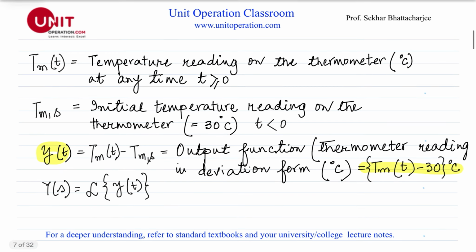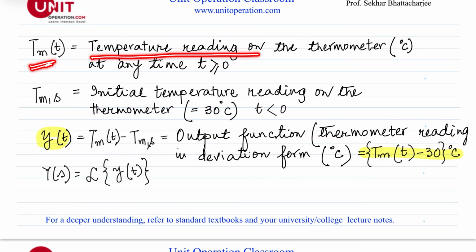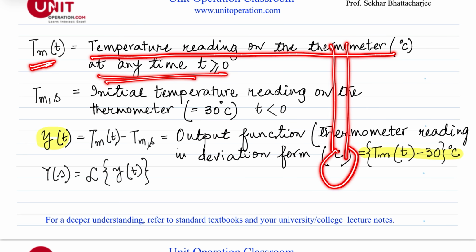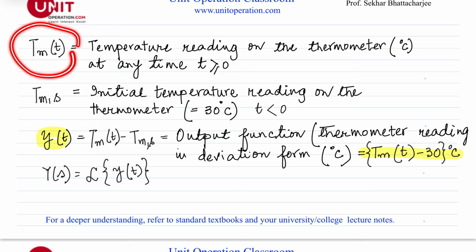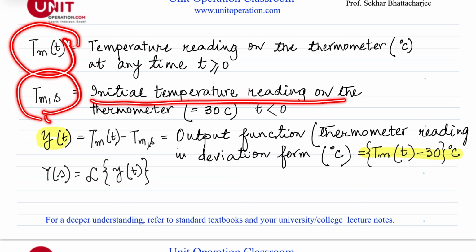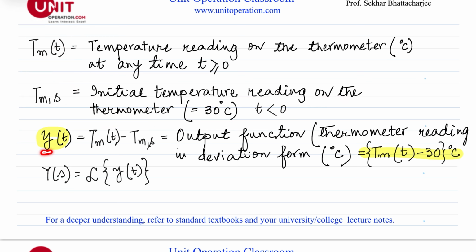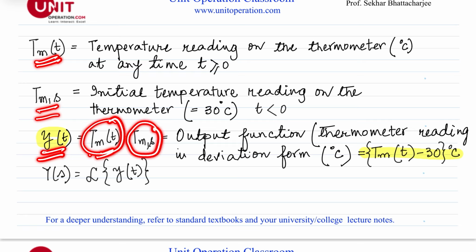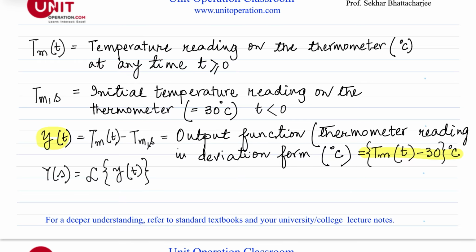Now let us call TMT the temperature reading on the thermometer at any time t. After insertion, at any time t, this is the temperature displayed by the thermometer. TMS is the initial temperature reading of the thermometer, which is of course 30 degrees Celsius. That's for t less than 0. So in the deviation form, this would be equal to TMT minus TMS. Okay, this was at any time t, and this was at steady state, that means time t less than 0. This is the output function in deviation form, and this, of course, is the Laplace transform.